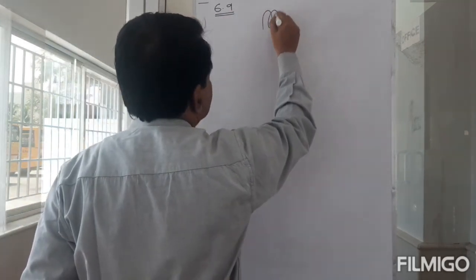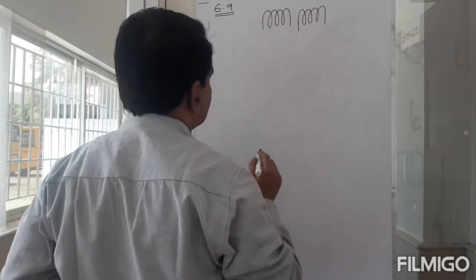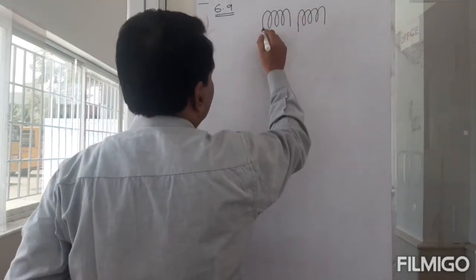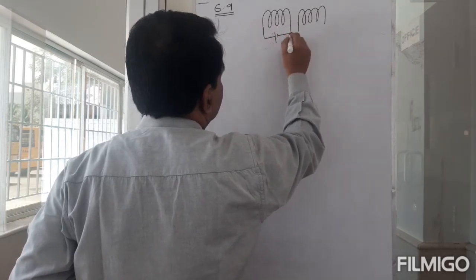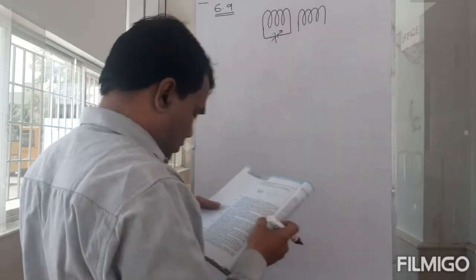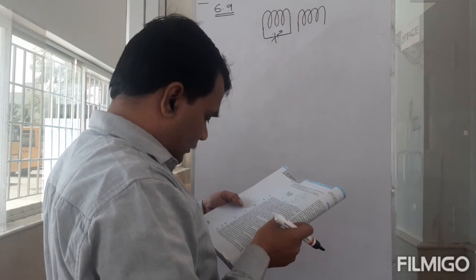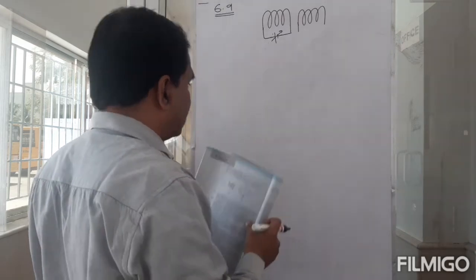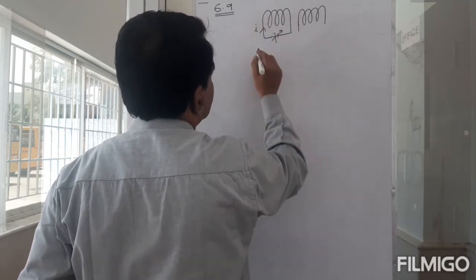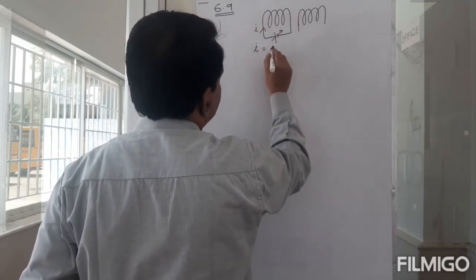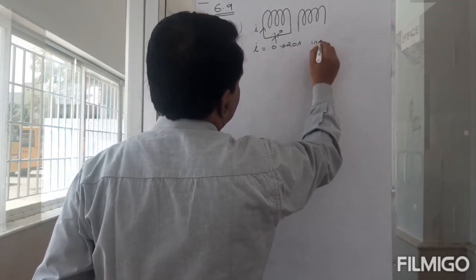So they have two adjacent coils, and there is current flowing in one coil. The current changes from 0 to 20 amperes in 5 seconds. So this current I changes from 0 to 20 amperes in 5 seconds.